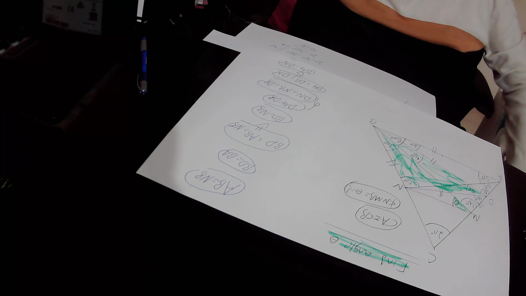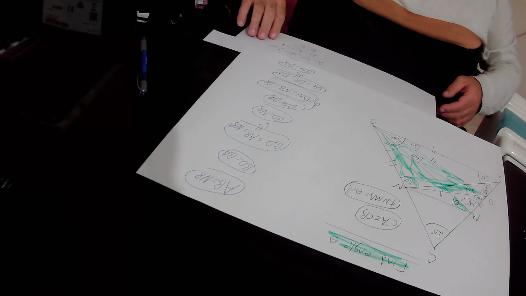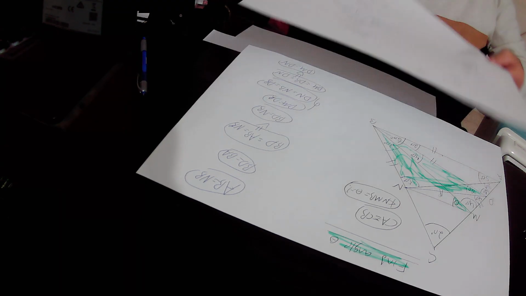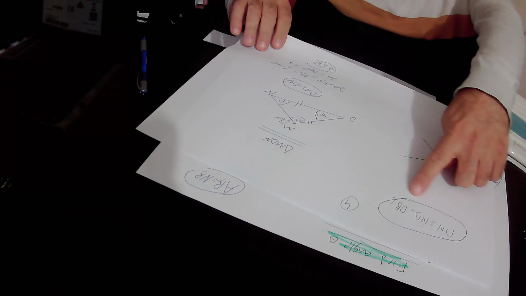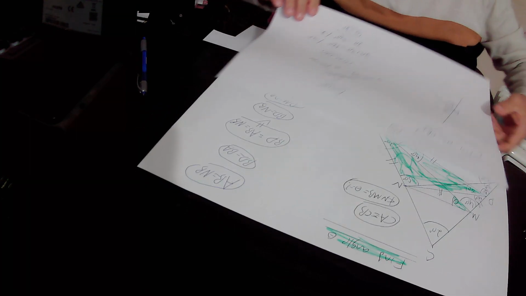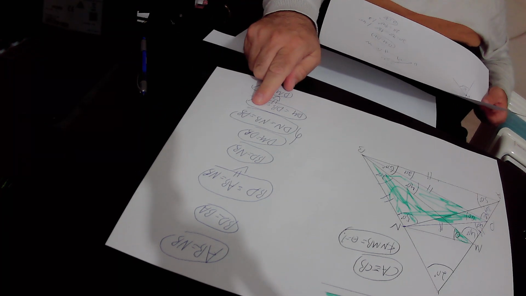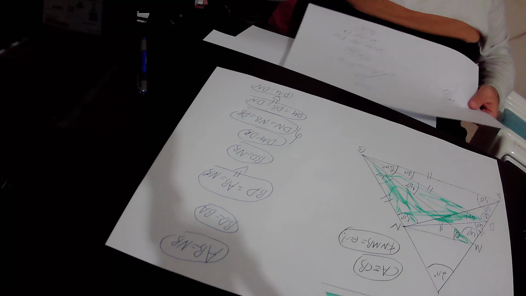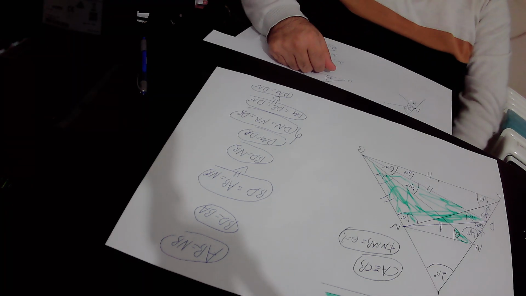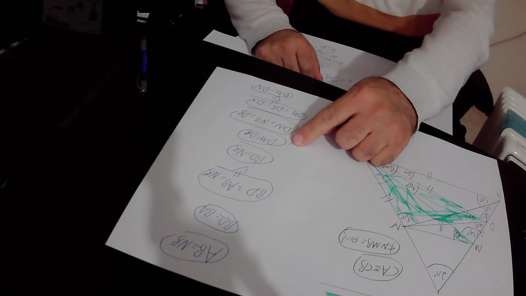In the equilateral triangle NBD, all the sides are equal to each other. That is to say, DN equals NB equals DB. Here I wrote also that DN equals NB equals DB. Okay, so here we have those two equations.